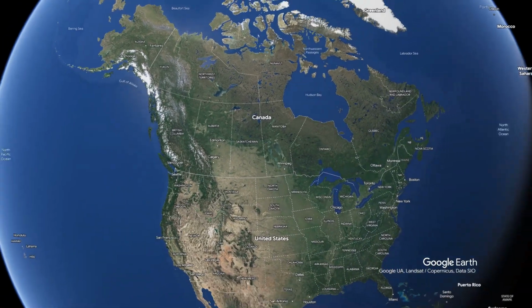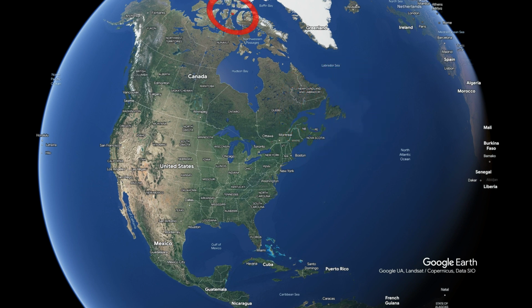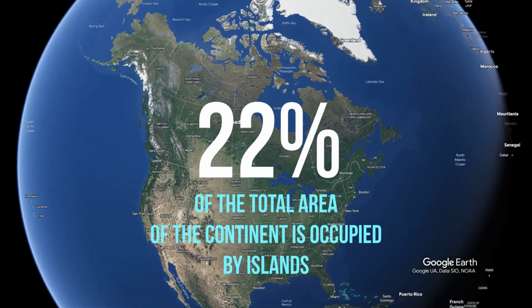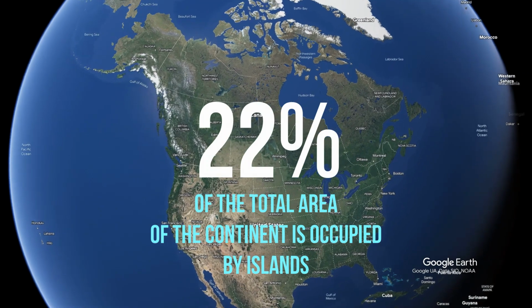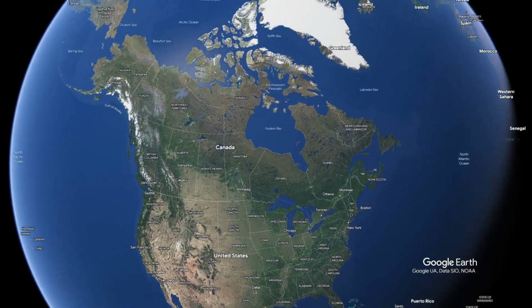What islands do you need to know? These are Greenland, Newfoundland, the Canadian Arctic Archipelago, the Greater Antilles, and the Lesser Antilles. The islands make up as much as 22% of the continent's total area, and North America itself occupies only a little more than 16% of the Earth's landmass, and less than 5% of the total area of the globe.